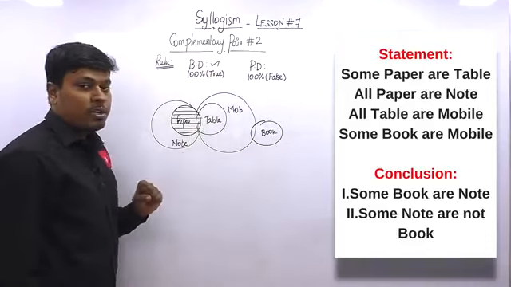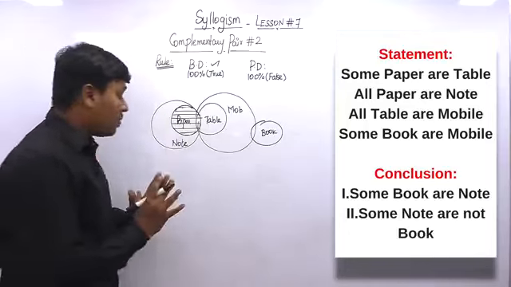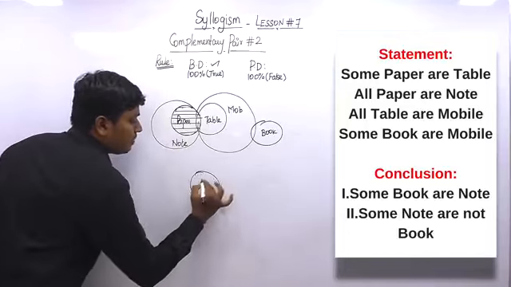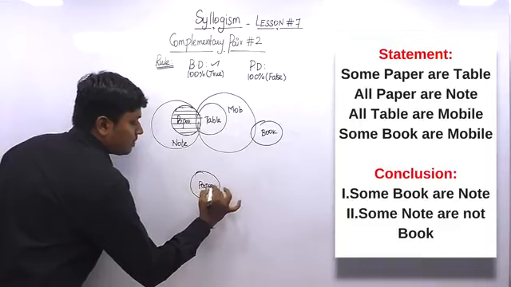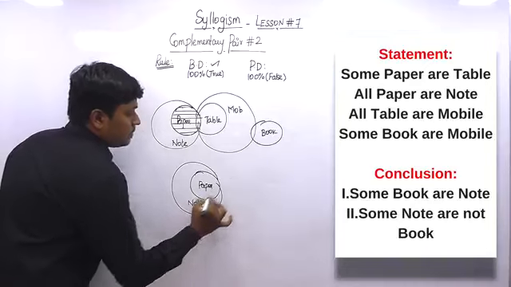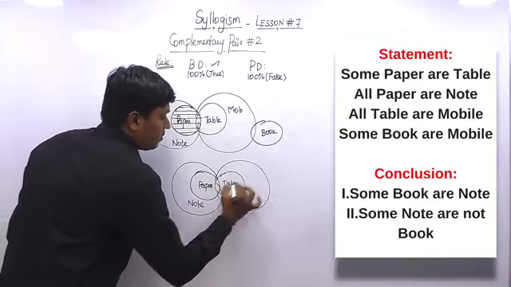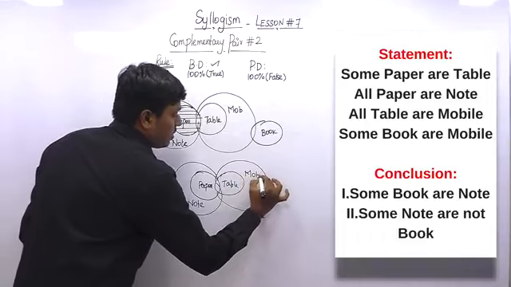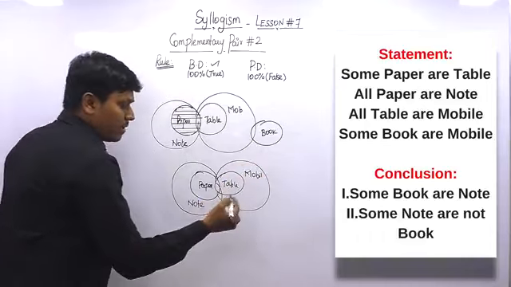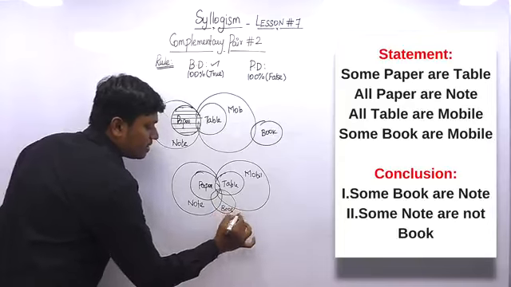So now let me move on to the possible diagram. They are saying some note or not book. So I'm going to draw a possible diagram. So paper here and note, table and also mobile, and they are saying that some mobiles are book, right? So I can draw like this, some mobiles are book. We can draw a possible diagram like this also, right?